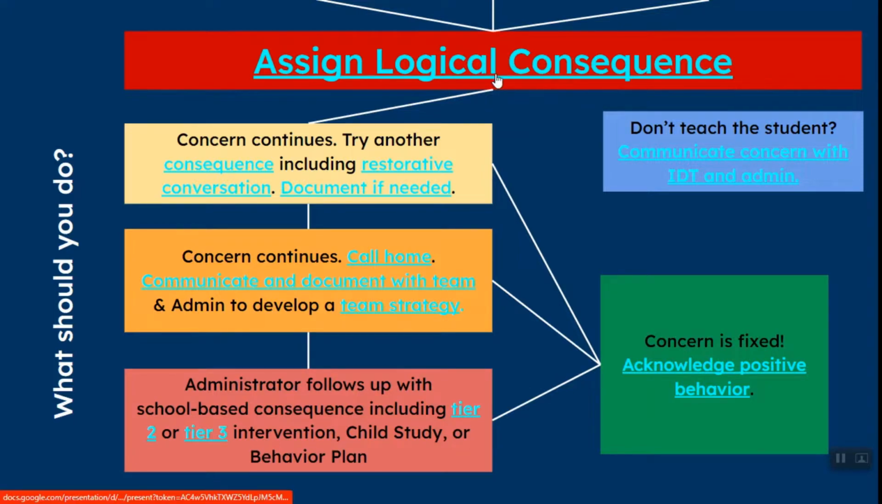You're going to assign a logical consequence. You try something. Let's say it doesn't work. The concern continues. You try another consequence. You try something else, including a restorative conversation or some sort of reflection that makes them explicitly and deliberately think about what they did and how it affects other people.